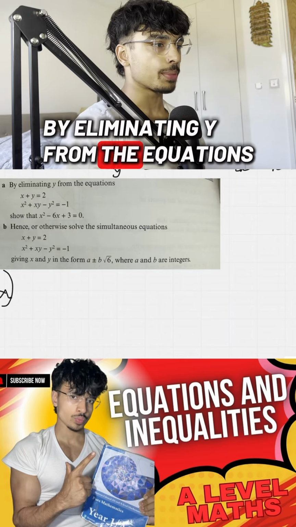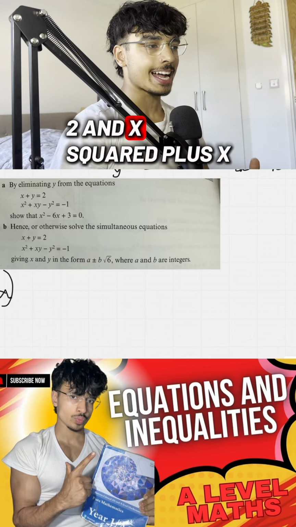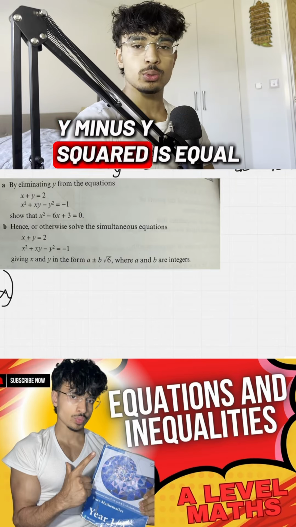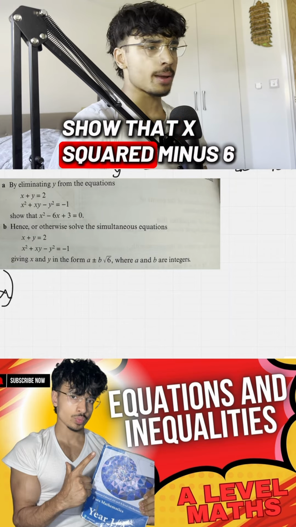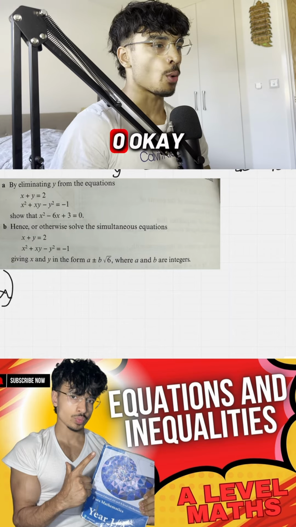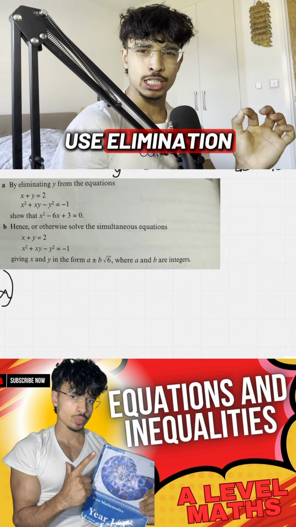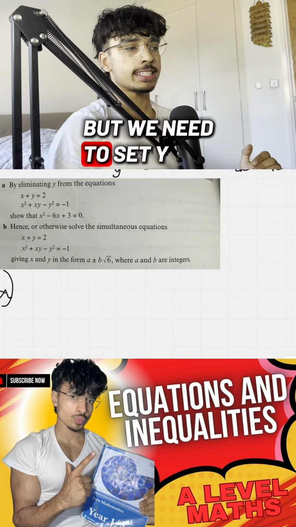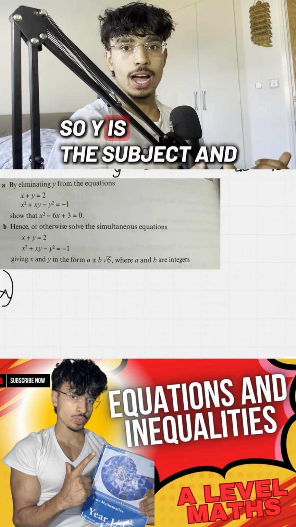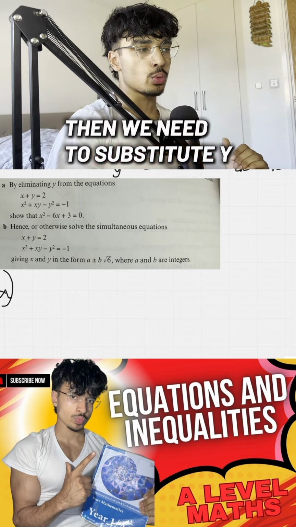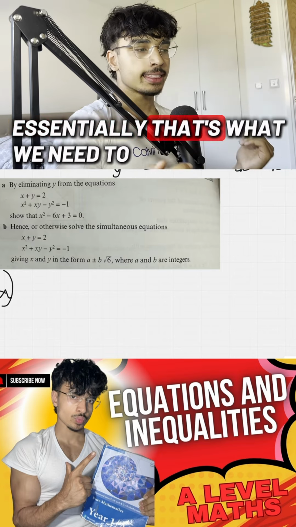By eliminating y from the equations x plus y is equal to 2 and x squared plus xy minus y squared is equal to negative 1, show that x squared minus 6x plus 3 is equal to 0. Okay, now it says we need to use elimination, but we don't actually have to use elimination, we need to use substitution. But we need to set y equal to the subject, so y is the subject, and then we need to substitute y into the quadratic, essentially. That's what we need to do.